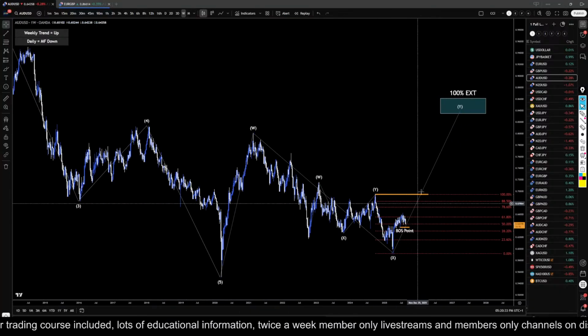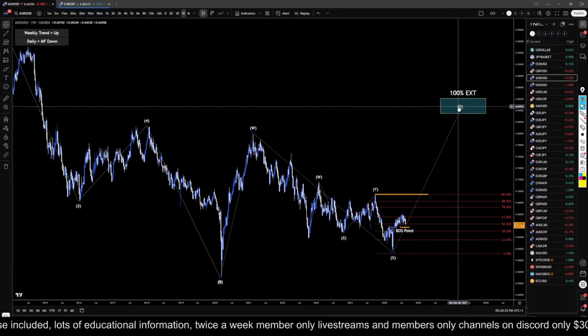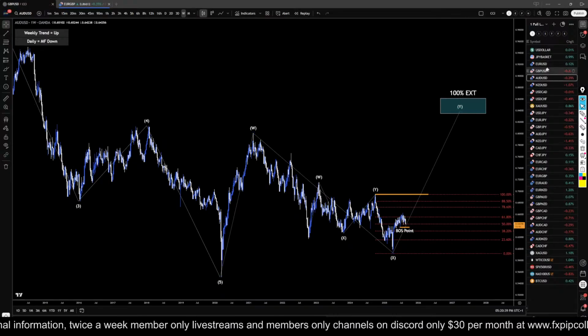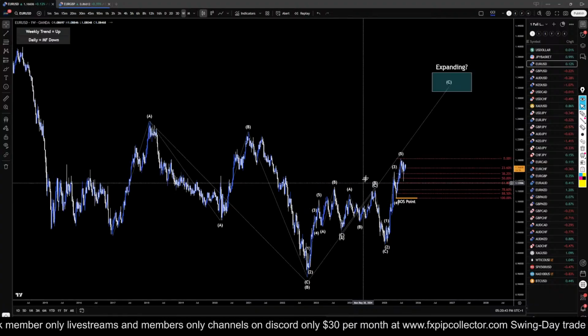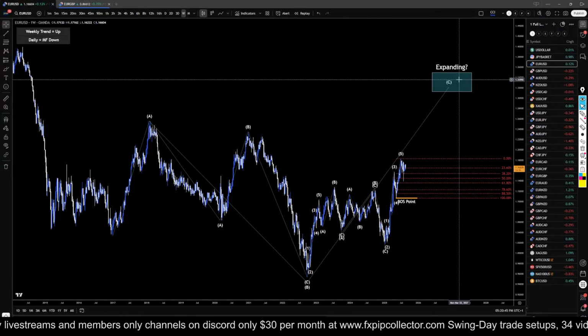I've been very, very bullish on the dollar pairs. Like the Aussie dollar, I've been thinking is going to go up to like 0.85. I thought the pound dollar was going to go up to like 1.5, and I thought the euro dollar was going to go up to at least 1.34.